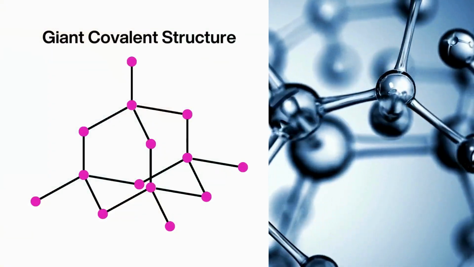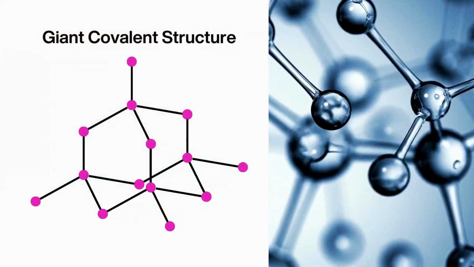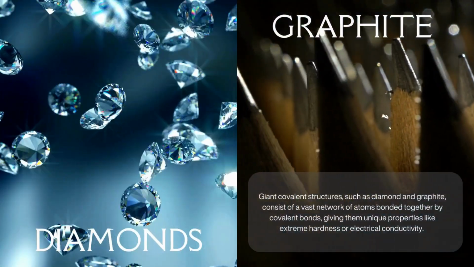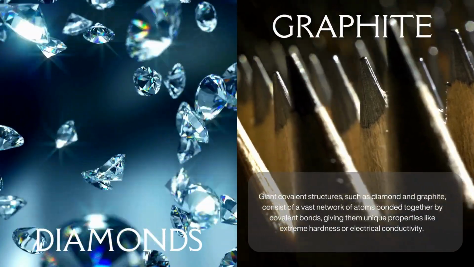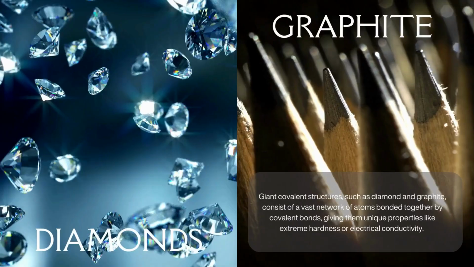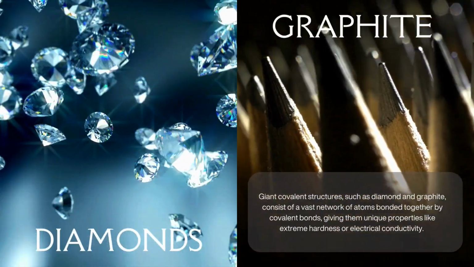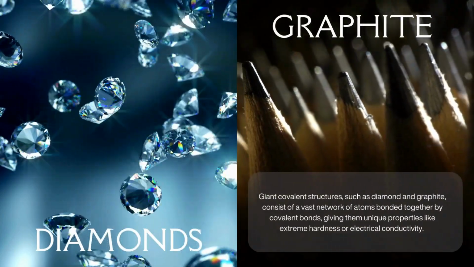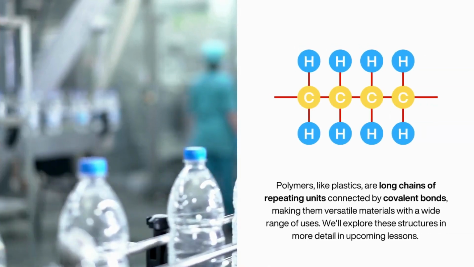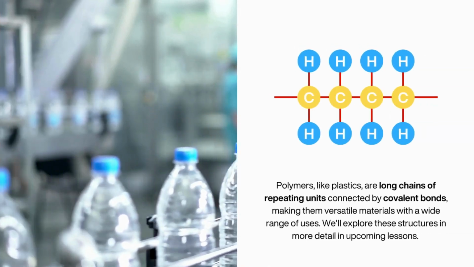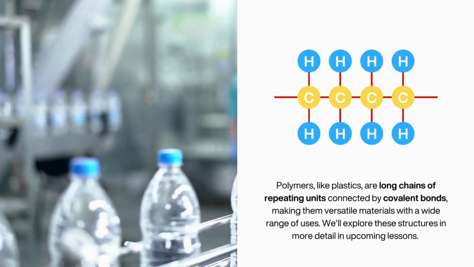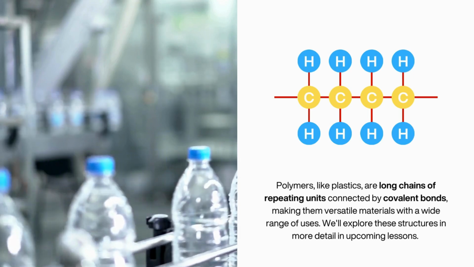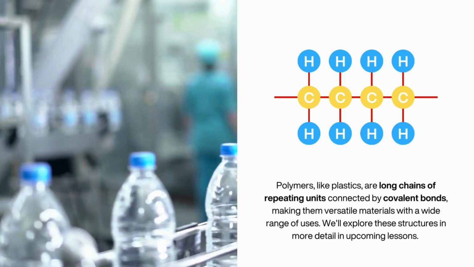Besides these simple molecules, covalent bonding can also form giant structures and polymers. Giant covalent structures, such as diamond and graphite, consist of a vast network of atoms bonded together by covalent bonds, giving them unique properties like extreme hardness or electrical conductivity. Polymers, like plastics, are long chains of repeating units connected by covalent bonds, making them versatile materials with a wide range of uses. We'll explore these structures in more detail in upcoming lessons.